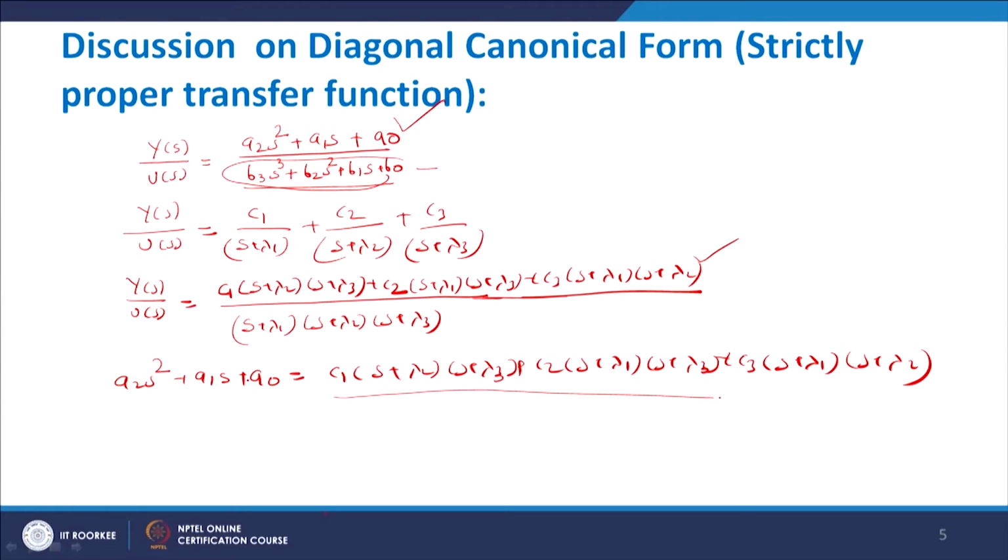So, how to get the values of C1, C2 and C3? We will find there are two options. One option is that you can directly solve this equation and compare the coefficients of S square, S1 and S0, but that will be a tedious process. So, in order to tackle this, what we can do is replace different values of S.